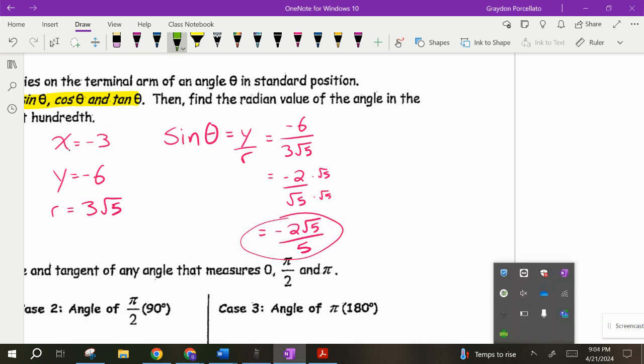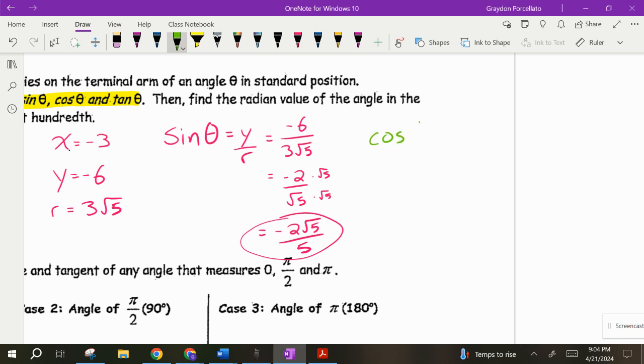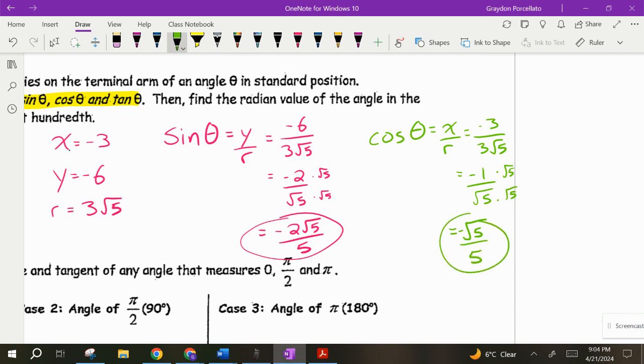I'll do the next one. The next one is going to be cos theta, which is equal to x over r, which is equal to negative 3 over 3 root 5. Those 3's cancel out. We get negative 1 over root 5. Multiply the top and bottom by root 5. That gives us negative root 5 over 5. That's our second one.